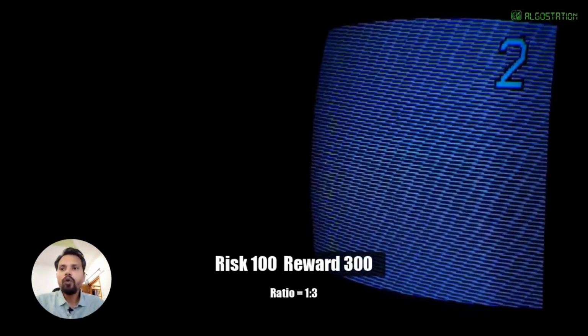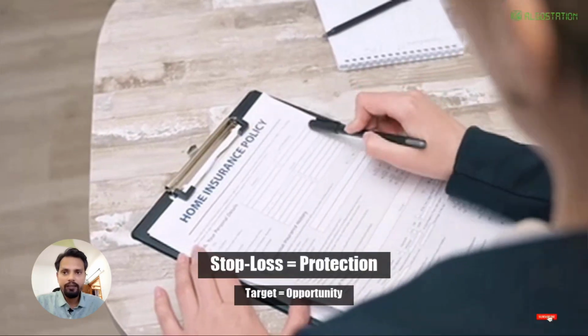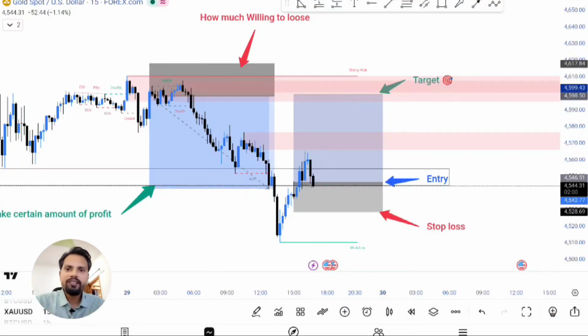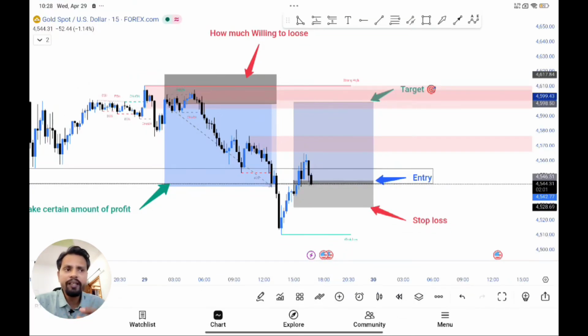Now let's understand how this works on a real trading chart. Every trade has 3 important points: entry, stop loss and target. Your entry is where you enter the trade, your stop loss is where you accept loss if the trade goes wrong, and your target is where you take profit if the trade goes right. The distance between entry and stop loss is your risk. The distance between entry and target is your reward.